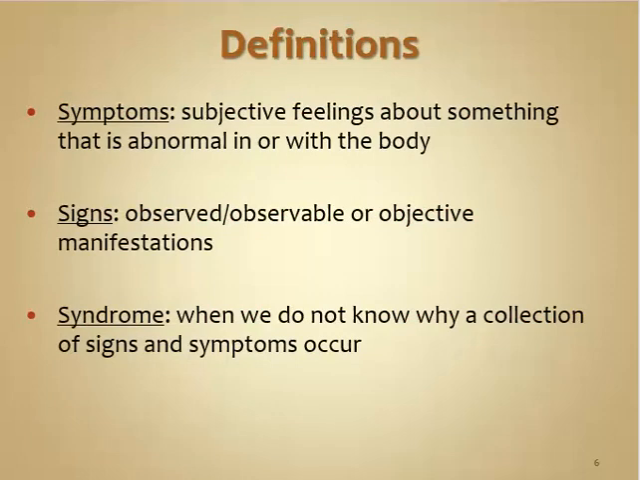So I've already mentioned signs and symptoms, what they are. Symptoms are subjective, signs are objective. A syndrome is a collection of signs and symptoms that don't have a definitive cause. In the definitions, I talked a little bit about that. But a syndrome is when the signs and symptoms could be adequately explained by a number of different things.